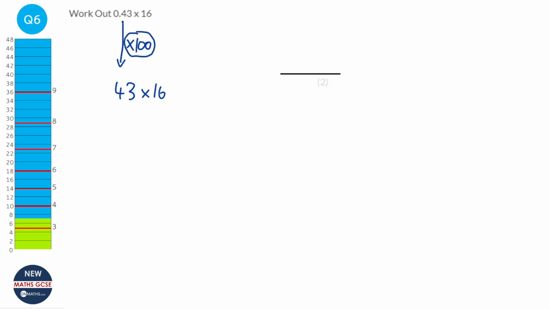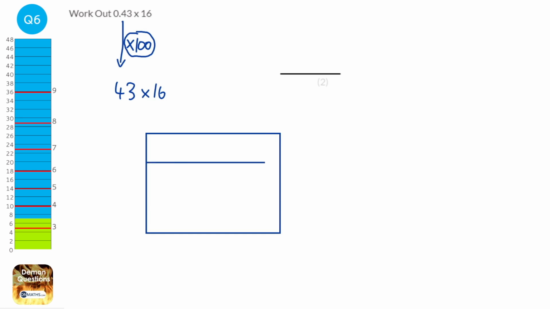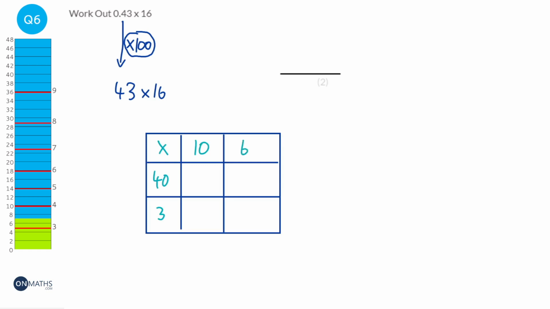And to do 43 times 16, there are loads and loads of different methods. Just pick whichever method you enjoy doing or that you find easiest. I'm going to do the grid method, but it by no means is the best method. It's just the one I'm choosing to do. So 43 is 40 and 3 and 16 is 10 and 6. So 40 times 10 is 400, 40 times 6 is 240, 10 times 3 is 30, and 3 times 6 is 18. Then I'm just going to add them all together.